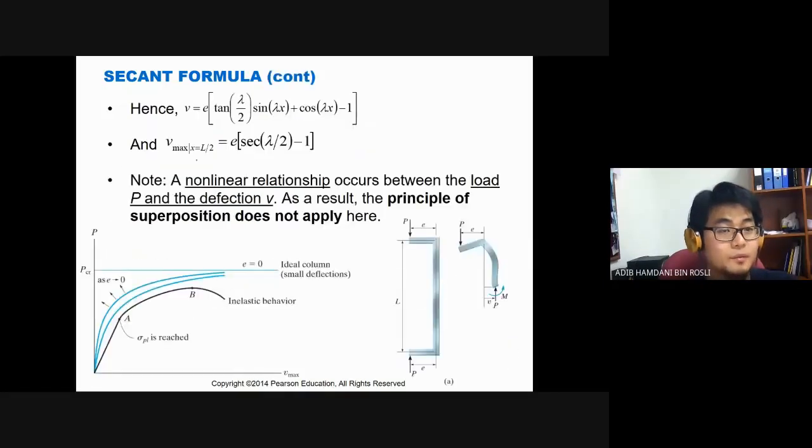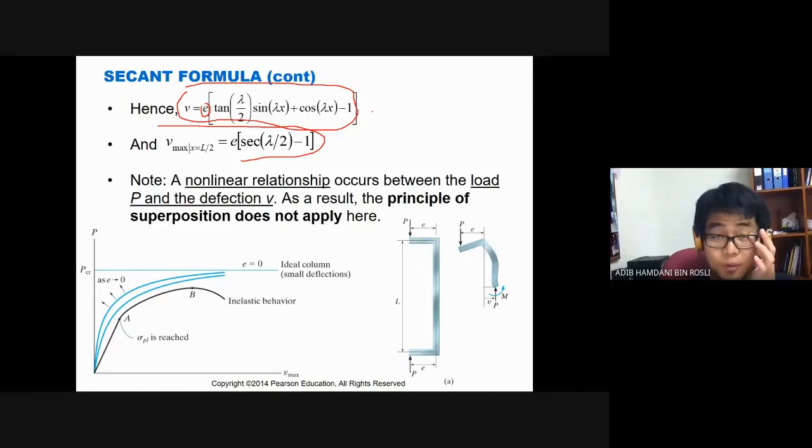So you have this relation. The secant formula is this relation involving the eccentricity. But we're not going to discuss it here. It's just to let you know that the real column is not ideal, and the secant formula describes what happens when it is not ideal.